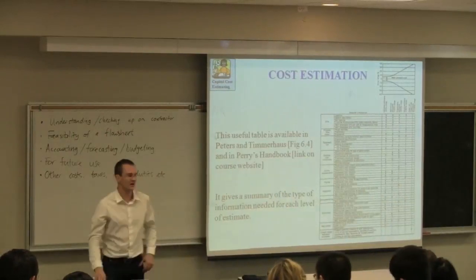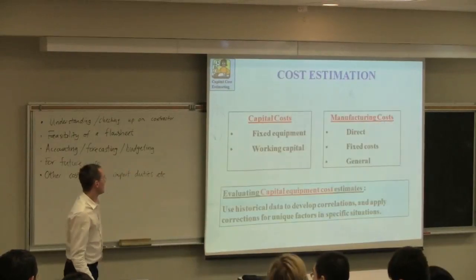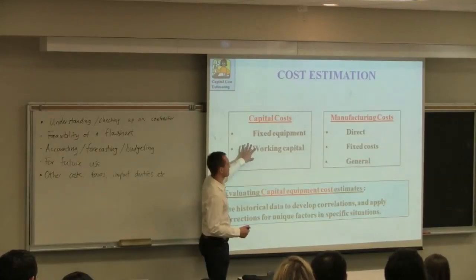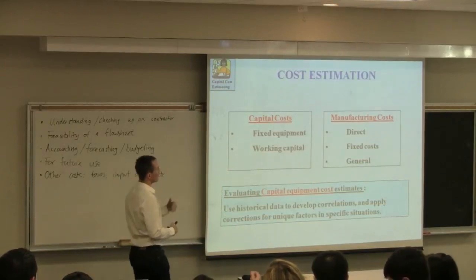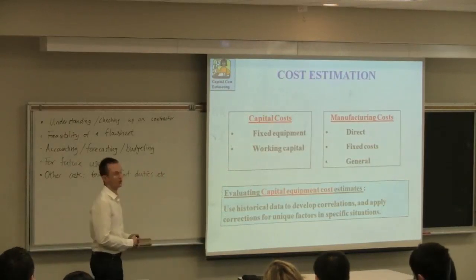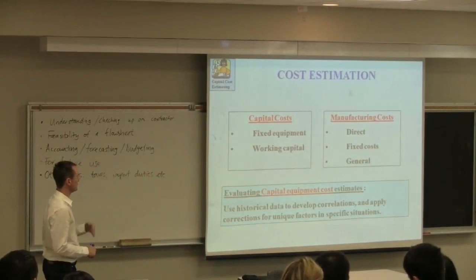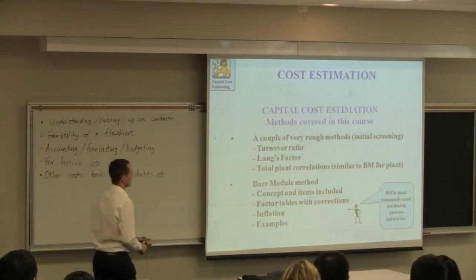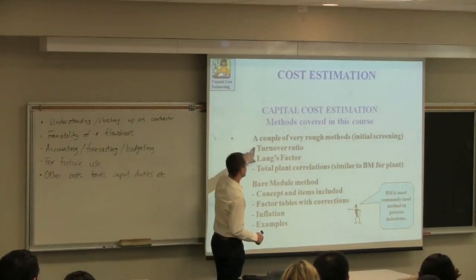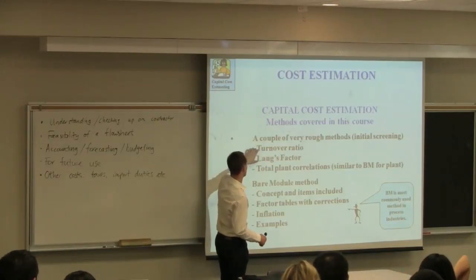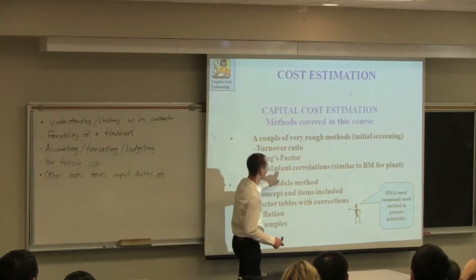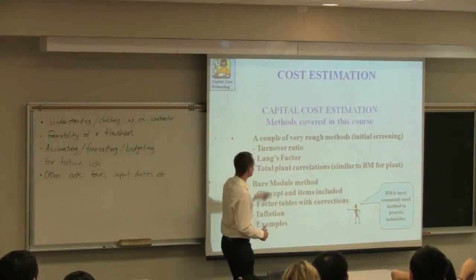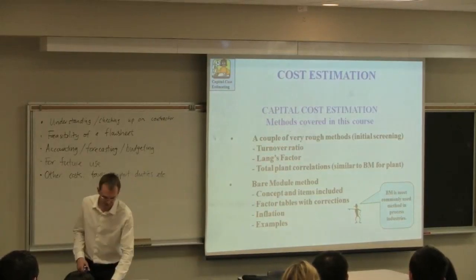So we're going to be looking at that starting next week. But what I'd like to take a look at is just very preliminary, how we get a rough estimate of this capital cost, the equipment cost. Later on, we'll look at manufacturing costs. So what are your salaries and those day-to-day costs going to look like? For capital costs, we'll look at two major methods here. We'll look at two methods very briefly, and then we'll look at this important method, the bare module cost method. I'll start that section on Tuesday. The turnover ratio and Lang factor.